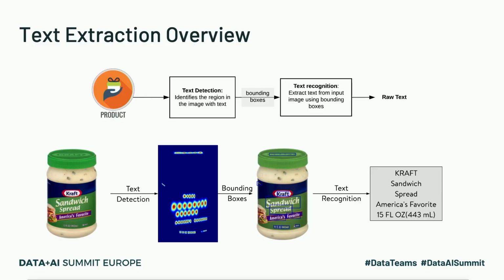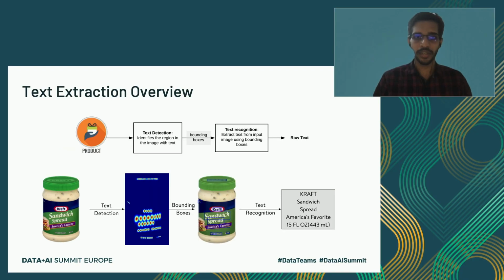In order to extract the text, we need to know where exactly the text is present on the product image. That is nothing but the text detection task. After the text detection task, we have the bounding boxes coming from the text detection model. Once we know where exactly the text is present on the image, we can crop those regions and send those cropped regions to the text recognition task. After the text recognition task, we have the raw text that was present on the product image.